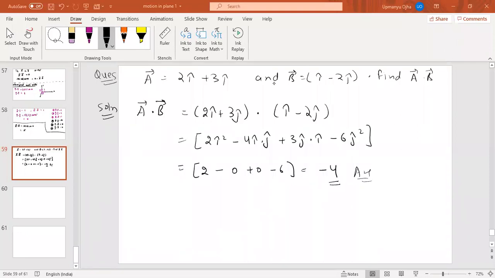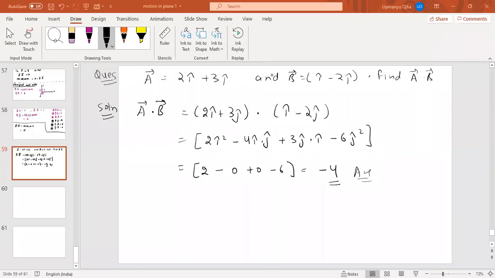i square is equal to 1. Yes, i square is equal to 1. Minus 4 is not a vector quantity. It's the magnitude of A dot B here.